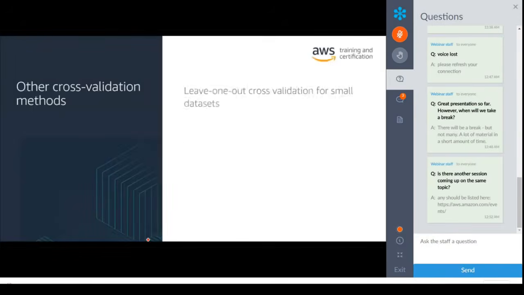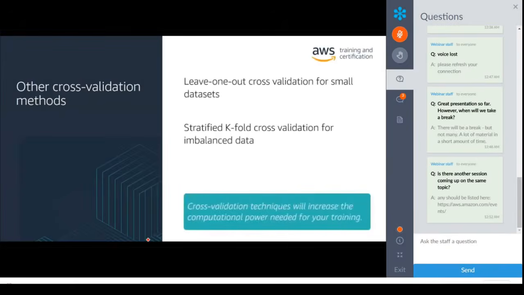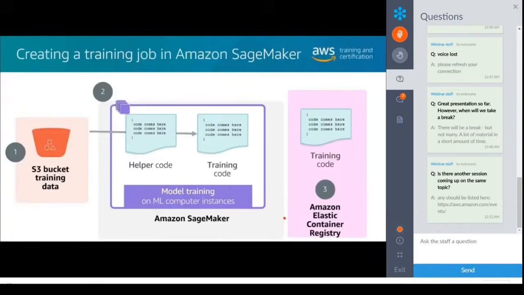Other cross-validation methods include leave-one-out cross-validation. That's exactly what it sounds like: you leave out one. And there's stratified k-fold cross-validation for imbalanced data. Just keep in mind that cross-validation definitely increases the amount of time you spend on computation, because instead of just doing one pass, you're now doing 5 passes or whatever. It may increase the accuracy of your model. It may also overfit your model. It all depends, again, on your input.